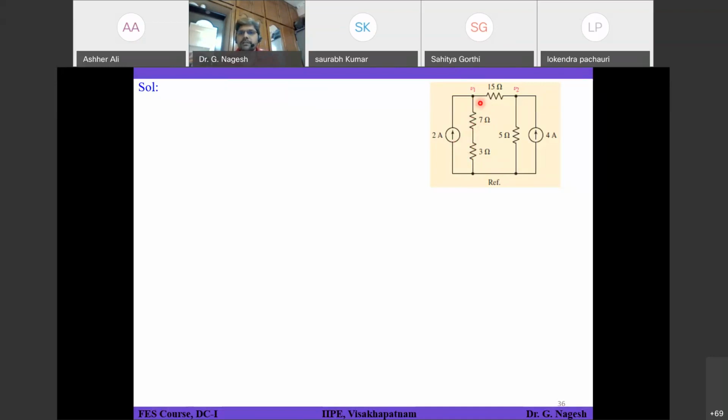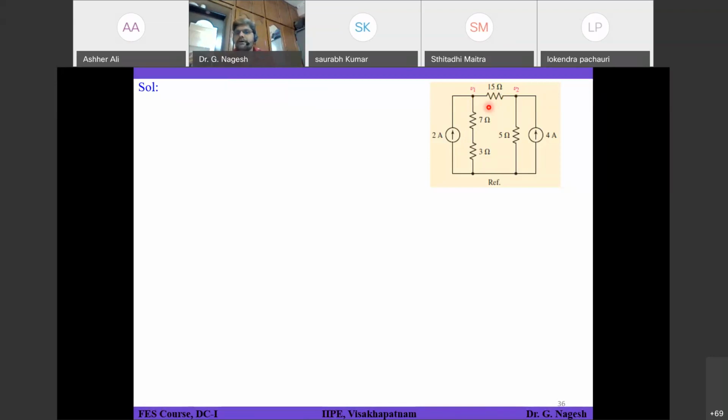Next, what is the current leaving node 1 and flowing to node 2 through the 15 ohms resistor? What could be that current equation? V1 minus V2 by 15, or V2 minus V1 by 15?